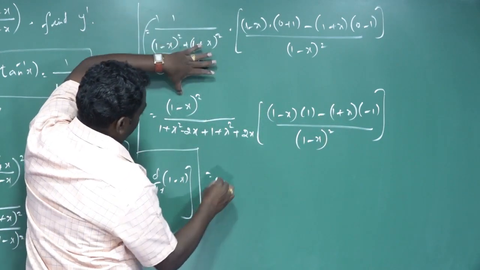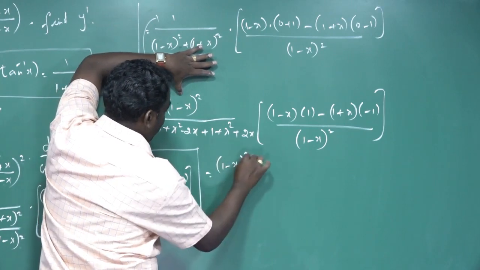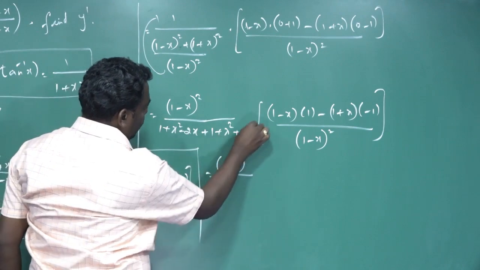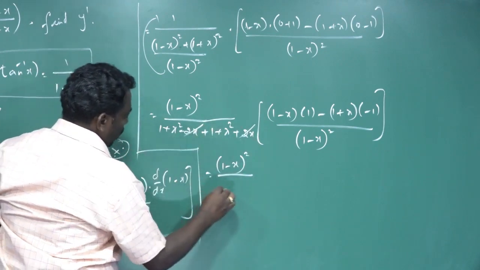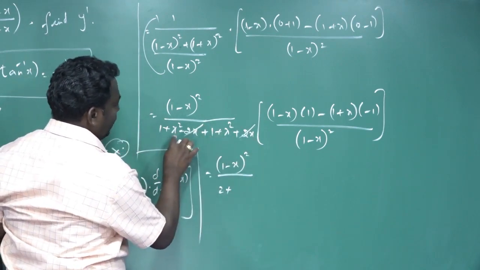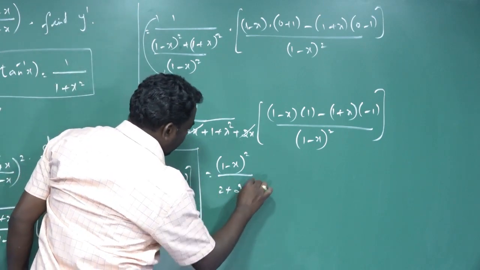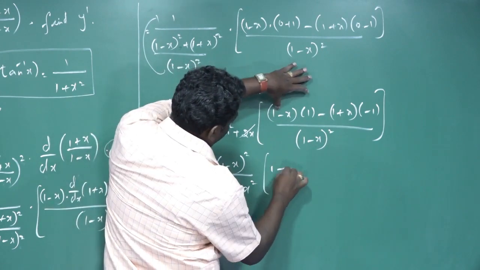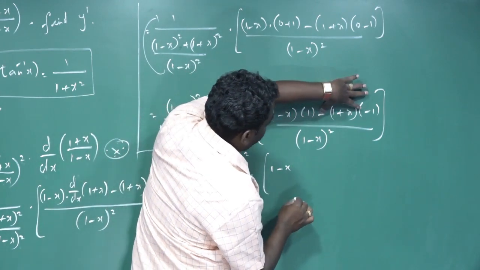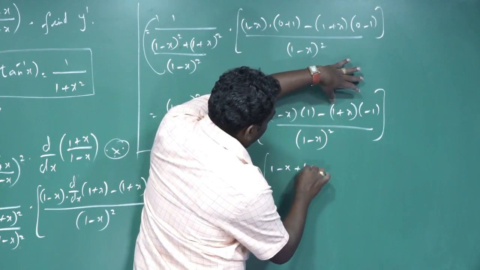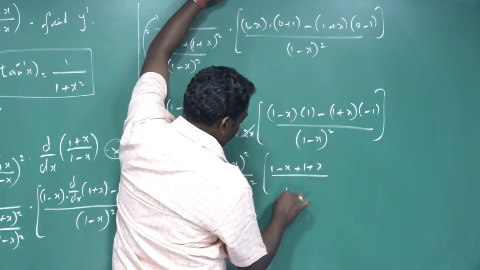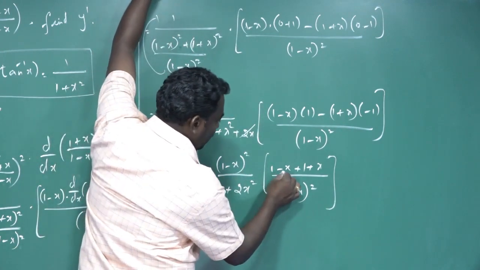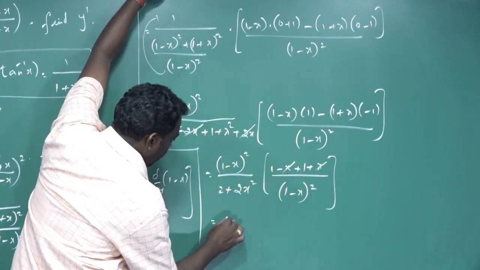Now that is equal to numerator (1 minus x) whole square as it is, and any terms cancel: minus 2x plus 2x both cancel, plus 2 plus 2 is 2 times x square, and within the bracket term, just remove the bracket: 1 minus x, then minus minus plus 1 and plus x, by (1 minus x) whole square as it is. Now here minus x plus x both cancel.